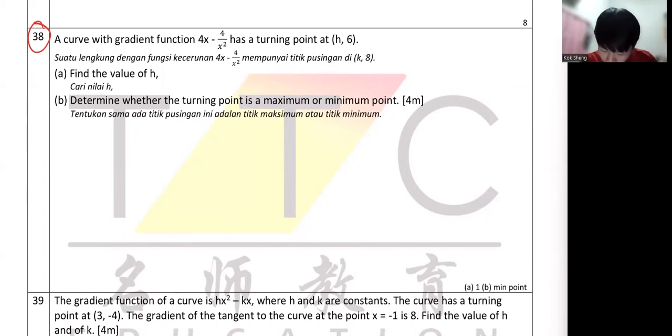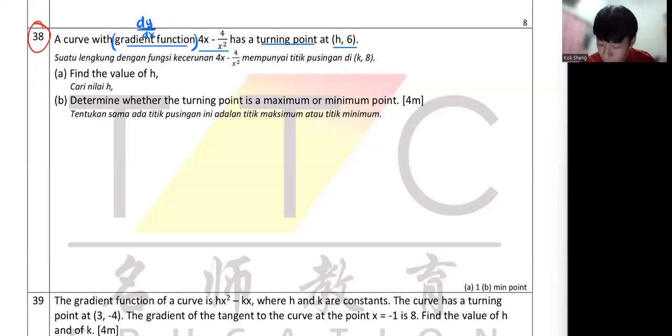4 marks for this. A curve with gradient function 4x minus 4 over x squared has a turning point at H6. So first things first, the gradient function here stands for dy over dx, or you can understand it as the equation of the gradient. The gradient is dy dx or mt, correct? So that's why it equals dy dx, the equation of the gradient.